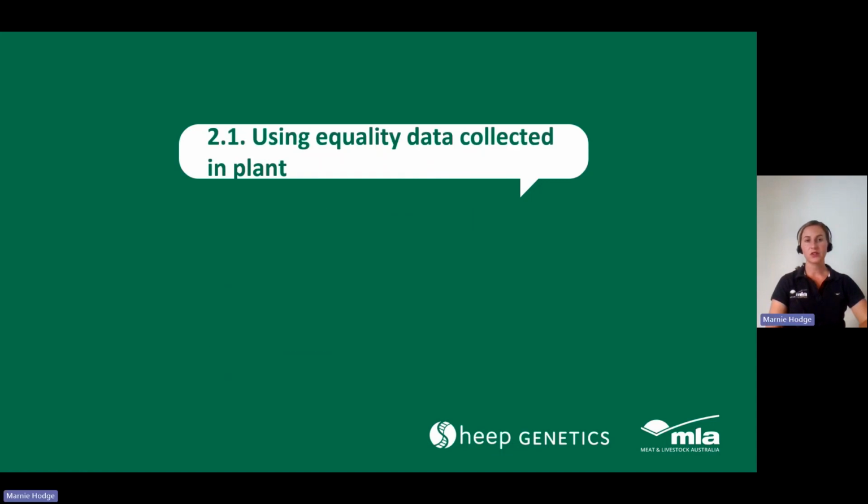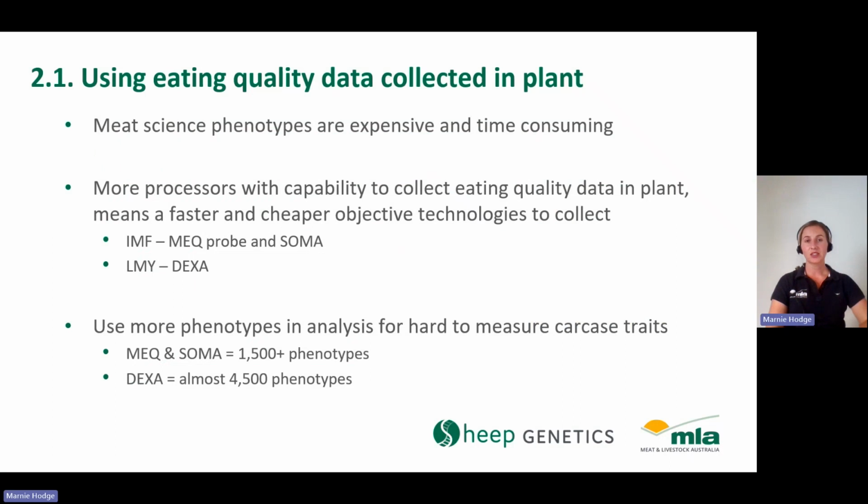If we focus firstly on using eating quality data that's collected in plant, we know that meat science phenotypes are very expensive and time consuming to measure. And across Australia, we've got more and more processors with the capability to collect eating quality data in plant, which is really great because this means a faster and cheaper way to collect this data objectively.